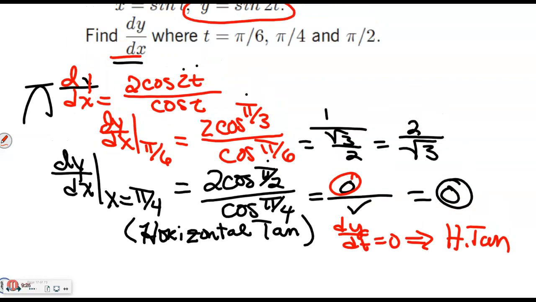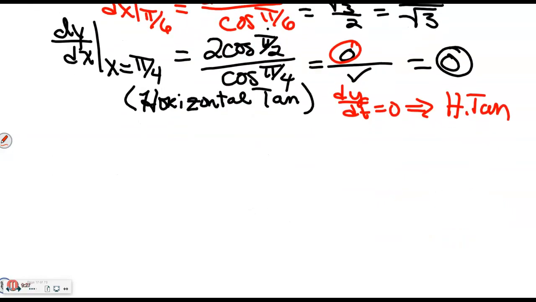Go to the next one at what? Pi halves? dy/dx at pi over 2. While you guys are doing that, I'm going to bring up the curve and kind of show you. You can do it on your graphing calculator. I taught you how to do that already. It's faster for me to do it in Desmos.